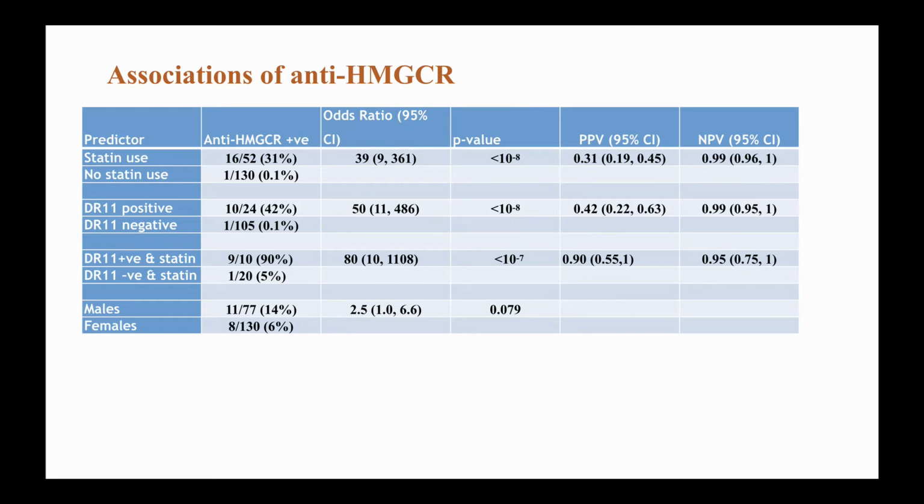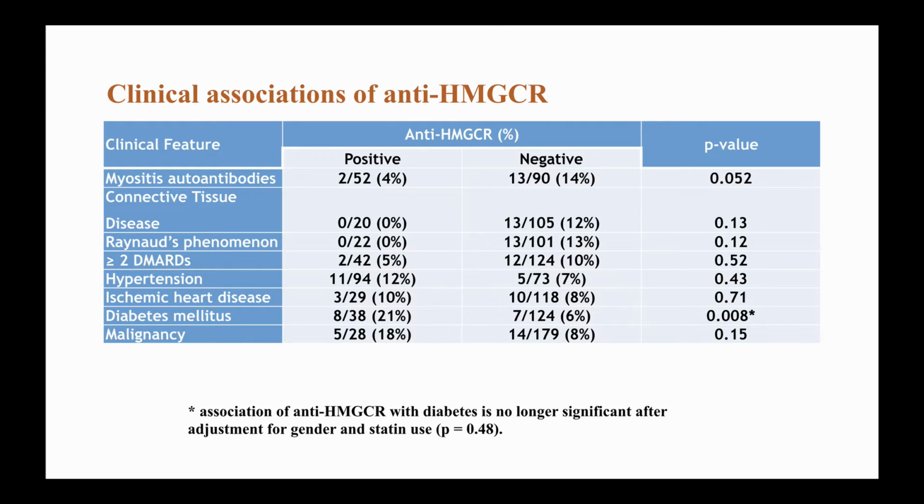Looking at another genetic marker, a class 2 allele, DR11, the odds ratio for this was very strongly positive at 50. And then if you combine the two, patients who were typed positive for DR11 and had statin exposure had a very high odds ratio of 80 for developing these antibodies. So this is considered a very, very strong correlation.